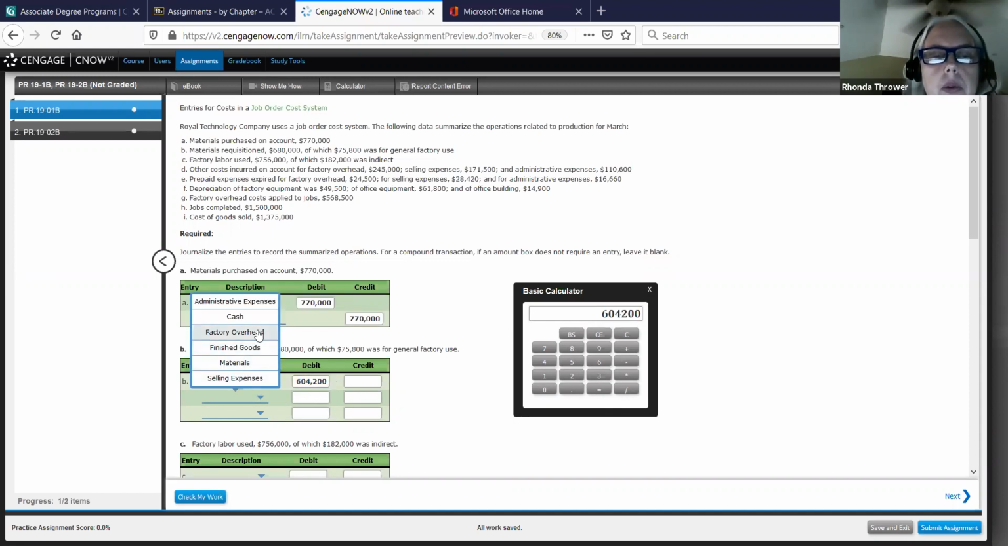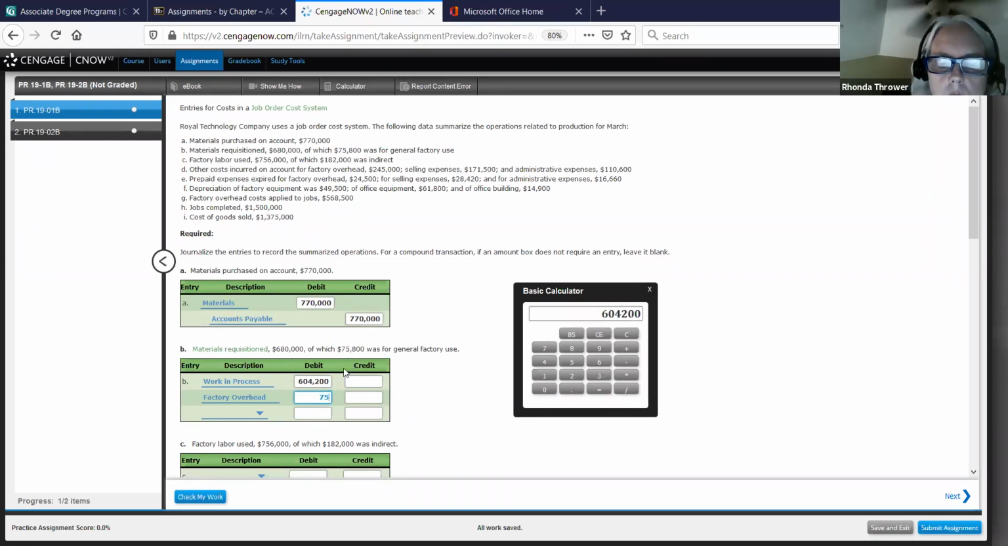I'm also going to debit my factory overhead for the amount of the indirect materials. The indirect materials was given at $75,800. The total amount would be credited to the materials account. Because materials is an asset account, when we credit it, we're reducing the materials by the total given amount of $680,000. I'm going to check my work just to make sure my math is correct.